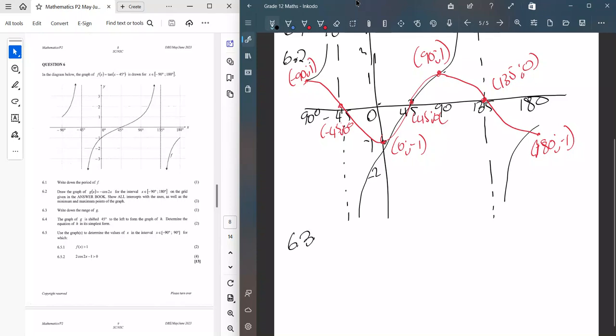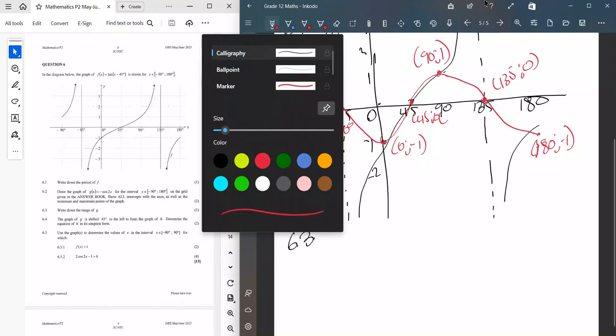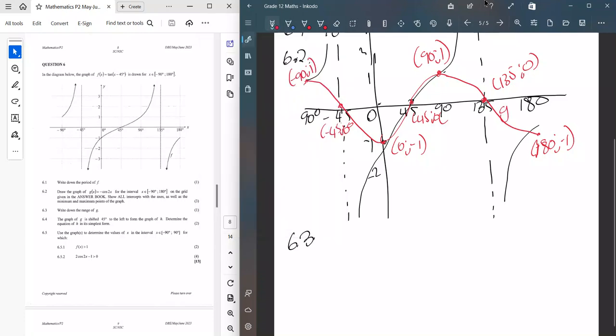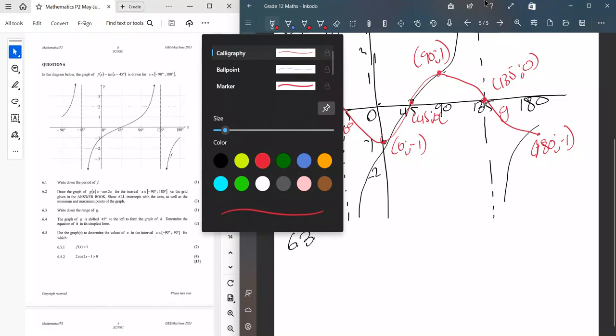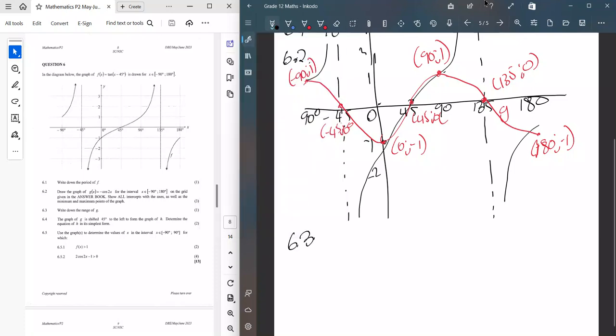6.3 says write down the range of G. The range of G, by the way, guys, G was the red one here. So the range of G, this is your normal cosine graph. So what is it? Y is an element of -1 included, of course, to +1 included. As you can see, its minimum Y value is -1 and it touches that. Its maximum is +1.